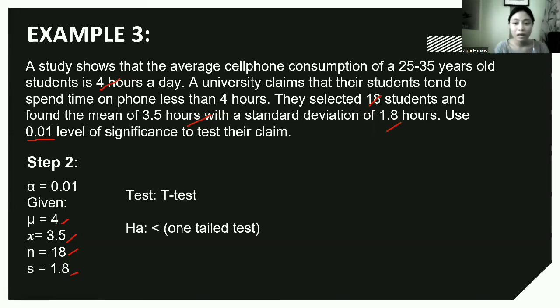So bakit t-test? Kasi yung ating sample size is less than 30. So if our n is less than 30, ang magiging test dyan is t-test. So t-test yung gagamitin natin. T-test, one-tailed, and left naman.